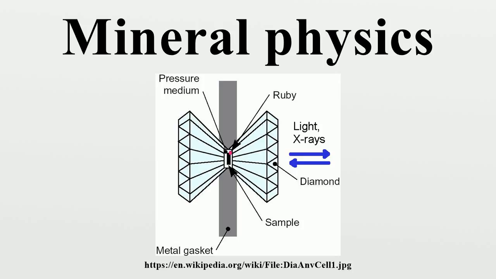Laboratory work in mineral physics requires high-pressure measurements. The most common tool is a diamond anvil cell, which uses diamonds to put a small sample under pressure that can approach the conditions in the Earth's interior, creating high pressures.